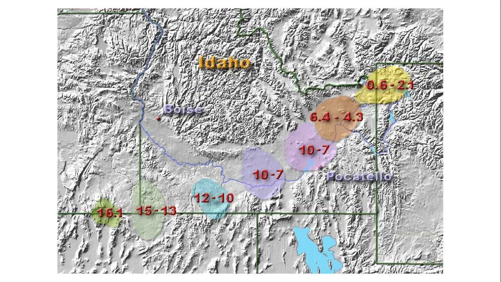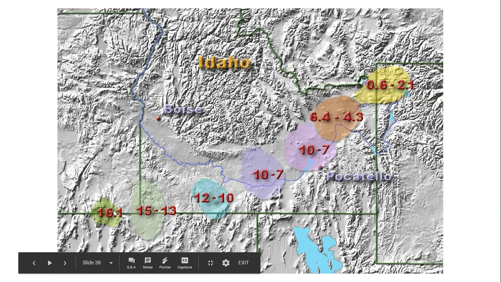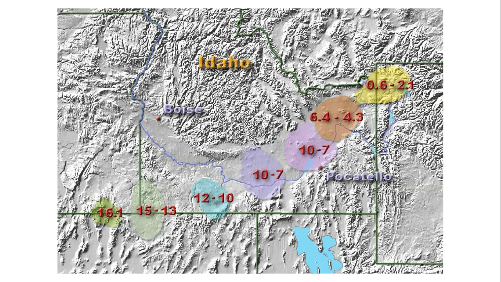But it hasn't been in the same place its entire existence. Yellowstone is a hotspot, of course, despite its rhyolitic nature. And 16.1 million years ago, it was down here. And it's been moving to the northeast ever since.